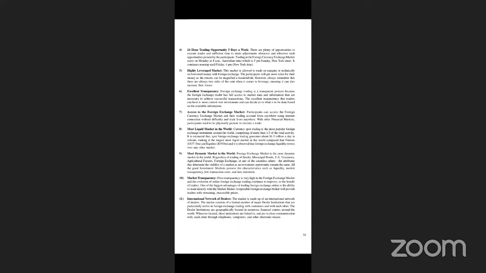Trading in the foreign currency market starts every day on Monday at 8 a.m. Australian time, which is 5 p.m. on Sunday in New York time. It continues non-stop until Friday. So this works from Monday to Friday.